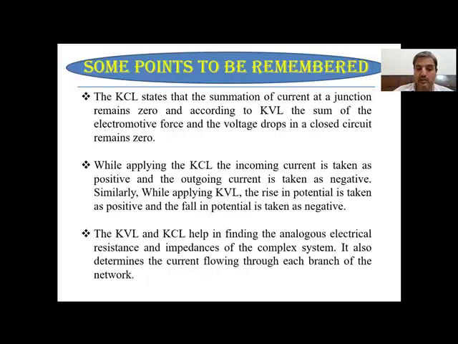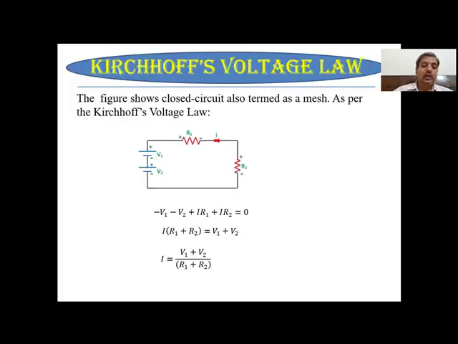So we go back to the previous slide. In this diagram, you can see we have written here minus V1 and minus V2, and plus IR1 plus IR2 is equal to 0. So here we have taken minus V1 and minus V2 because V1 and V2 will provide some current when it is connected in a closed loop.